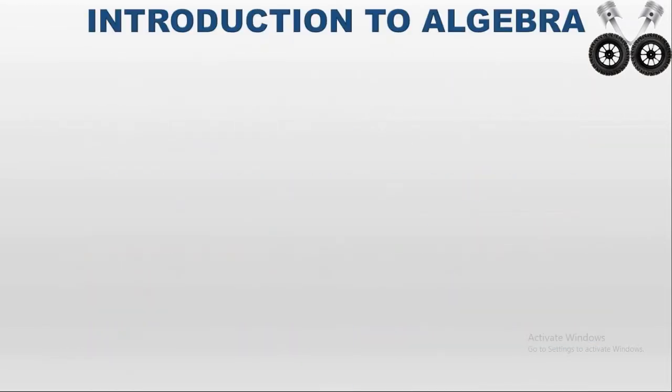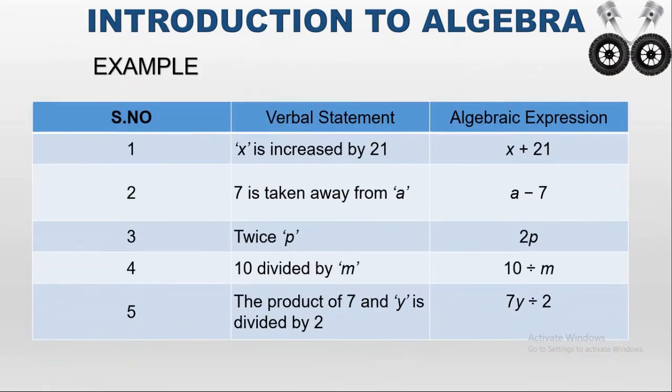Next is an example of converting verbal statement to algebraic statement. The first one is x is increased by 21. Whenever you see the word increased, you have to use the operator plus. So x plus 21. Next, 7 is taken away from a. So you are taking 7 from some variable a. That means you have to write it as a minus 7.